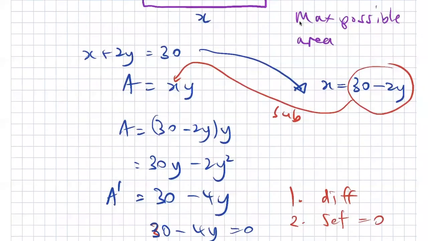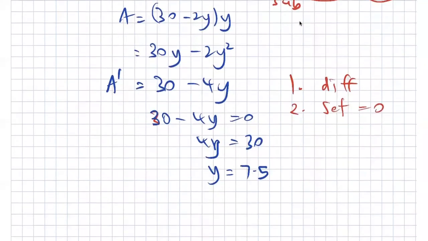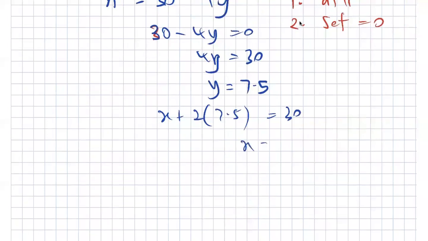We can work out what x is by substituting into this equation over here. And if we do that, then I get x plus 2 times 7.5 is equal to 30. And when we solve that, we find x is equal to 15. So what I've got now is a turning point at x equals 15 and 7.5. So that is the coordinates of that turning point where I've got a local maximum or a local minimum.